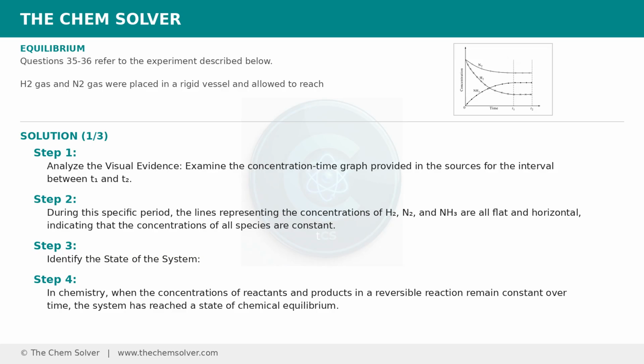Identify the state of the system. In chemistry, when the concentrations of reactants and products in a reversible reaction remain constant over time, the system has reached a state of chemical equilibrium.